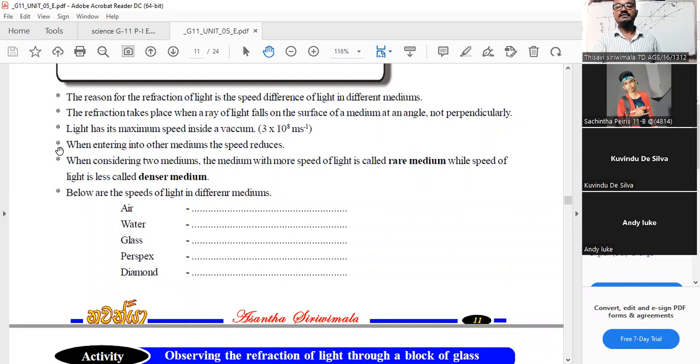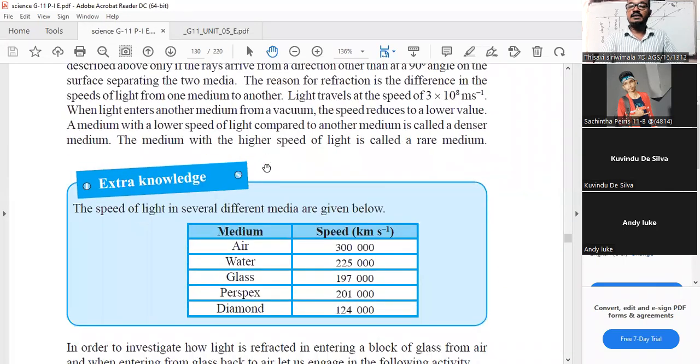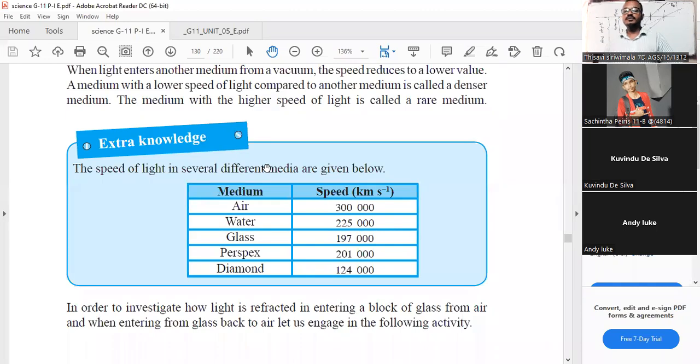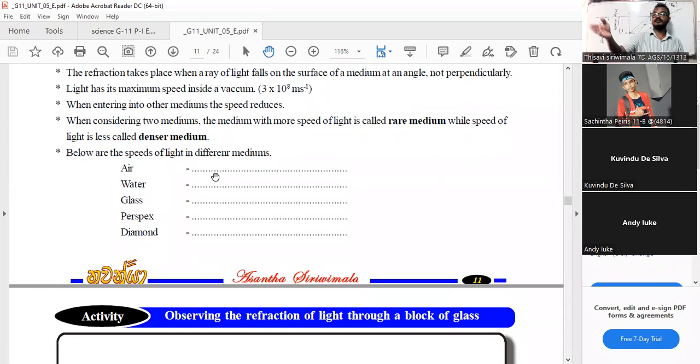Below are the speeds of light in different mediums. Here are a few speeds given: in air 300,000 kilometers per second, water 225,000, glass 197,000, perspex 201,000, diamond 124,000. So you can write these values in the dotted line. You don't need to memorize them. It is enough to write these down.